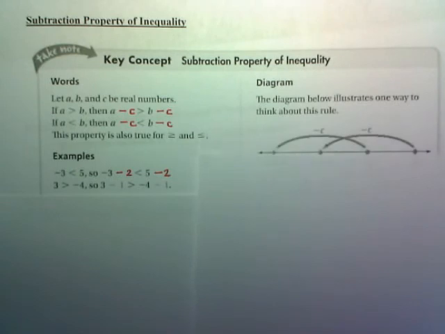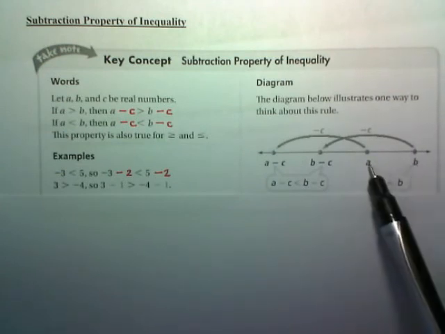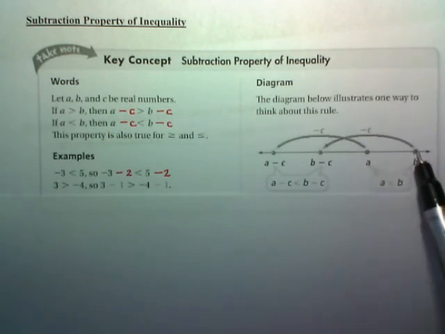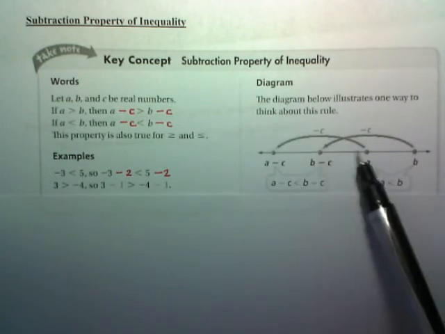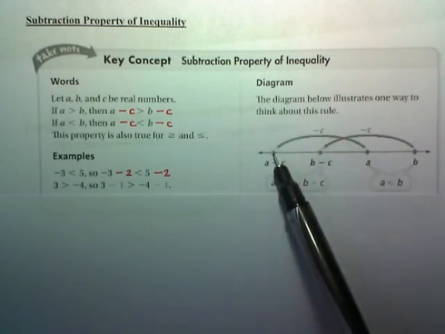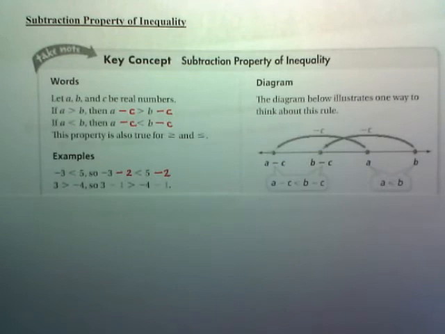Now here's your diagram here if you would like to look at that. It is similar to the last diagram that we had. We have A less than B. So this could be 4 and this could be 7. If you subtract the same amount from B, that gives you B minus C. Remember, it knocks you backwards when you subtract. If you are at A and you subtract C, it knocks you backwards to A minus C. You can see where A minus C is still less than B minus C. So just a diagram there, a visual of the subtraction property of inequalities.